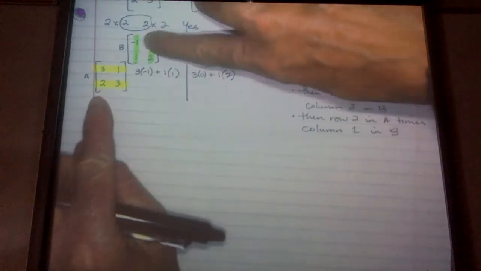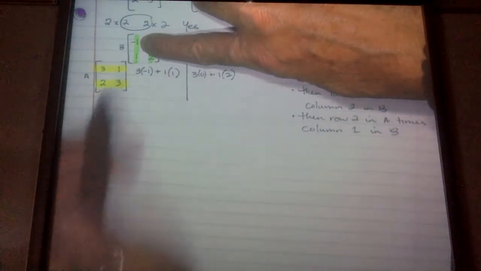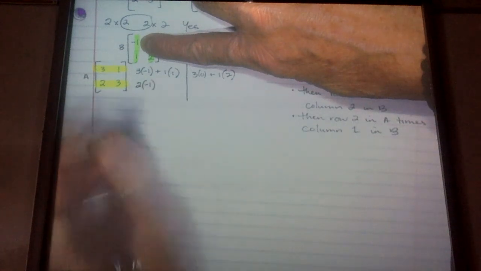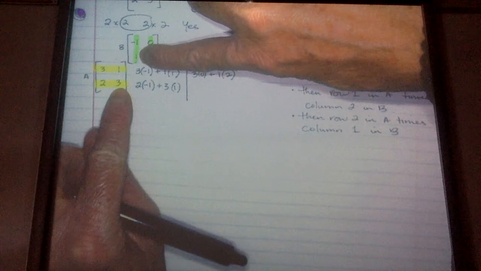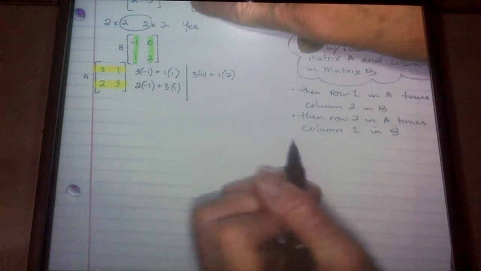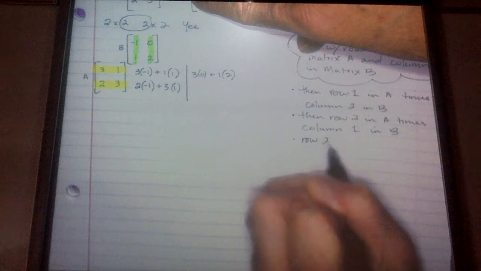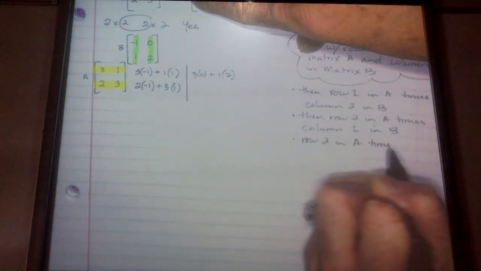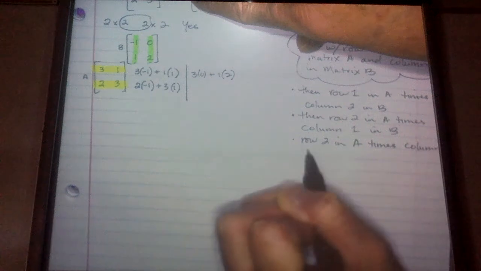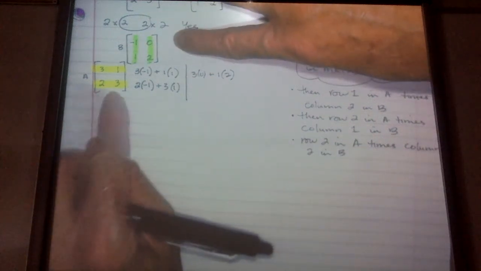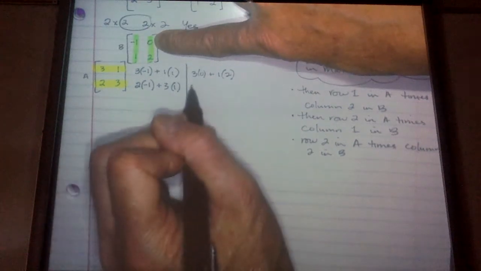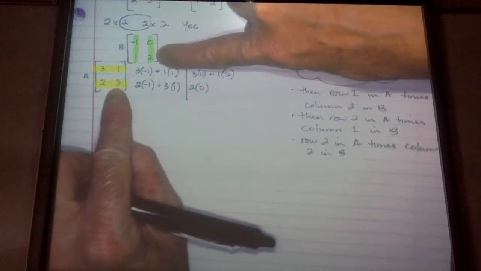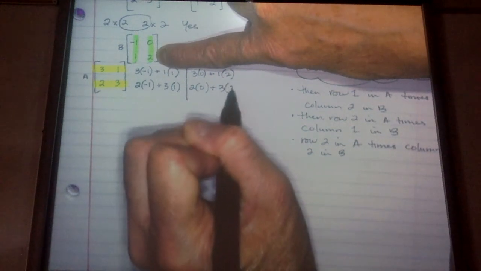So here we go. Use my fingers. I'm going to multiply the first pair of numbers, so 2 times negative 1. I'm going to move on to 3 plus 3 times 1. So the product of the first plus the product of the second. Now I'm moving on to row 2 in A times column 2 in B. So bottom row, second column, the product of the first two numbers is 2 times 0 plus the product of the second pair of numbers, 3 times 2.